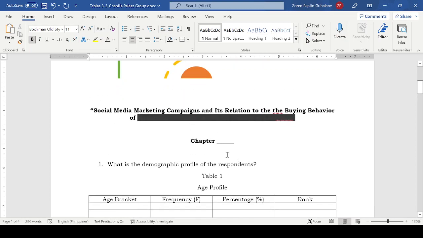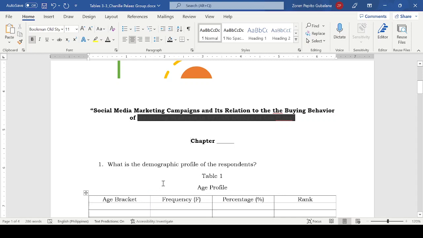Now, mahalaga na meron tayong baseline, basically the title, so we will be guided as we go through the process of presenting the data. So for example, social media marketing campaigns and its relation to the buying behavior of the blank location.